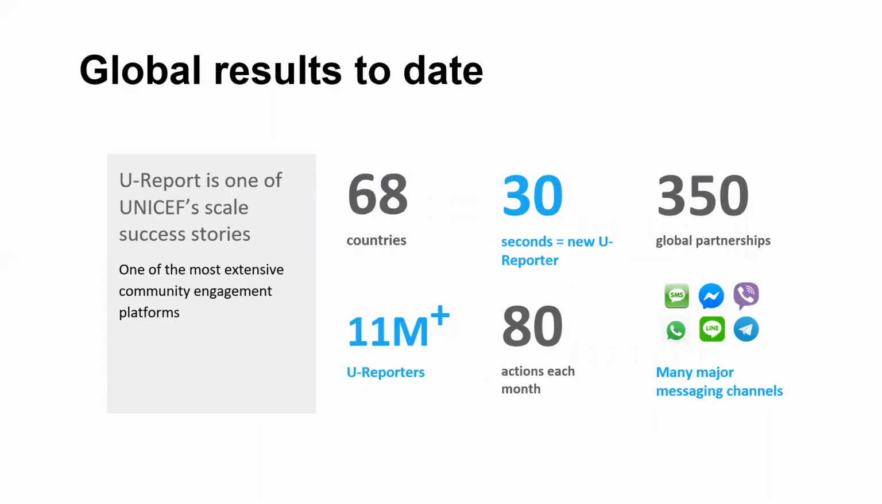Next slide. To date, this social messaging tool, which can be accessed via SMS and most digital social media platforms, exists in 68 countries. Every 30 seconds, a UReporter joins the platform. We have over 350 global partnerships, and we are growing at 11 million plus. We have 80 actions each month, meaning across the 68 countries, we have a coordinated action to our constituencies. UReport can be found in all the major channels. And when we talk about it being transparent, the data that we collect in real time is displayed on public websites at country level.